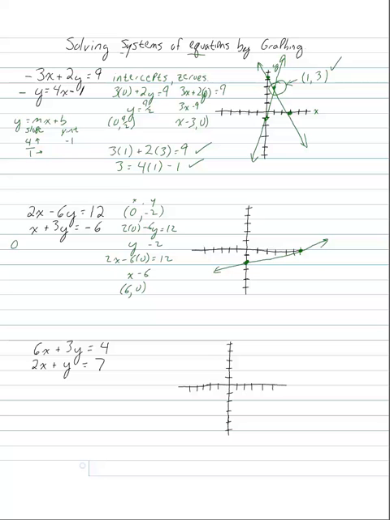If I put 0 in for my x, I can kind of do this in my head. The x term is just going to go away. That's going to be a 0. So I have 3y equals negative 6. So my y is going to equal negative 2. If I put 0 in for my y, that y term is going to go away. So that x is going to be negative 6.